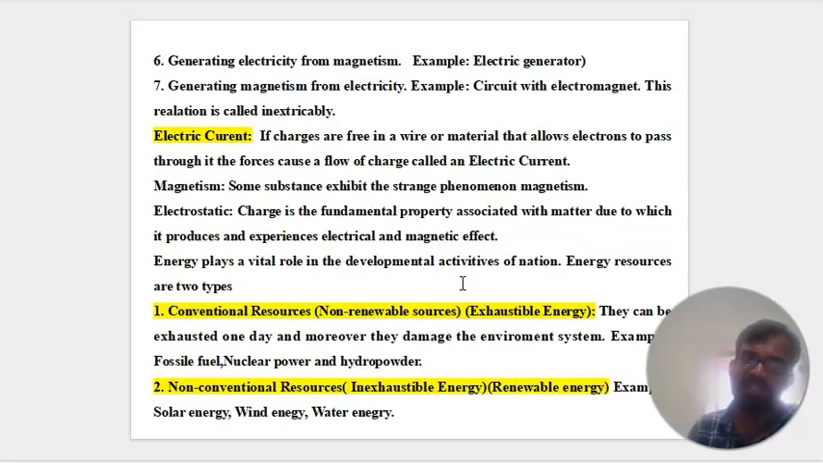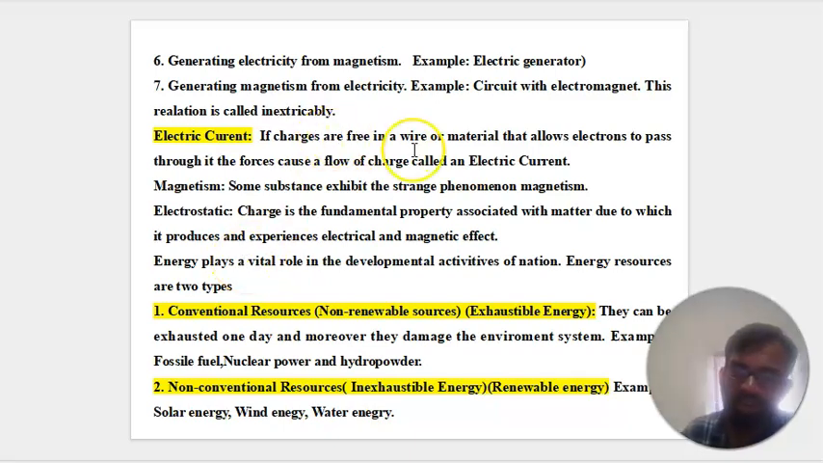Now coming to generating electricity from magnetism, for example, an electric generator. Generating magnetism from electricity, for example, a circuit with an electromagnet. This relation is called inextricable. So what is electric current?